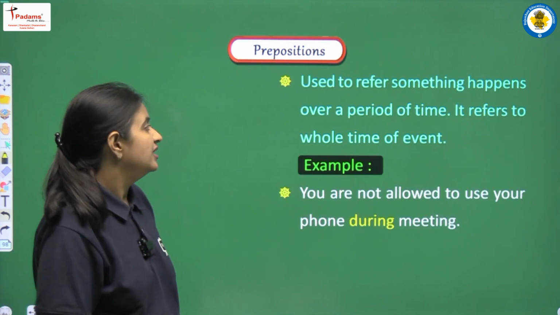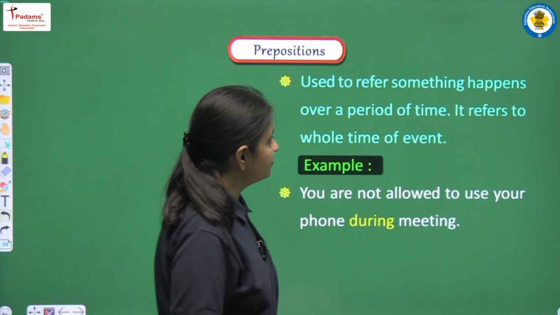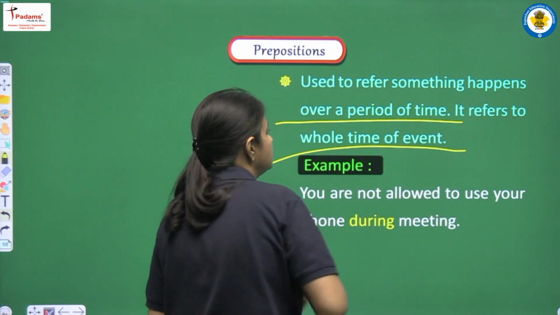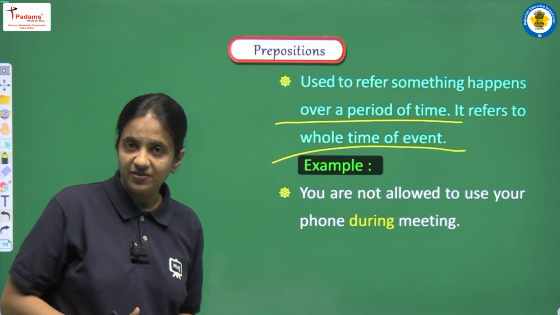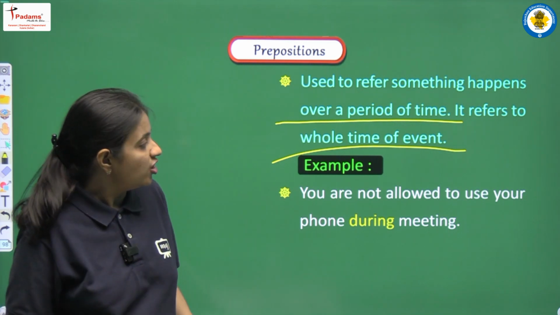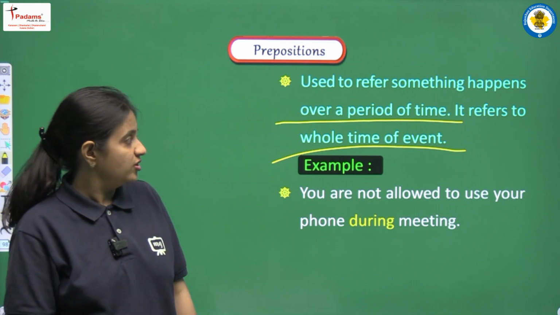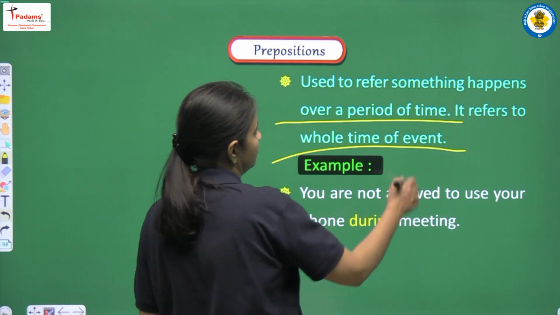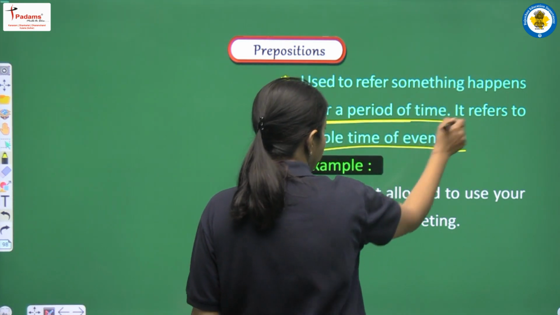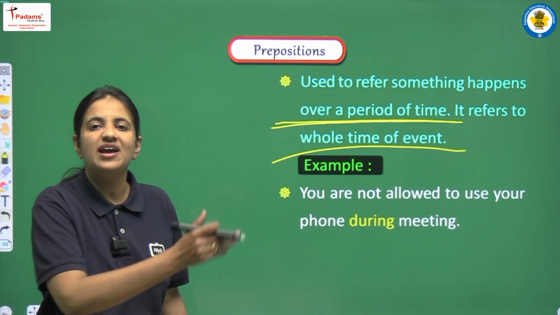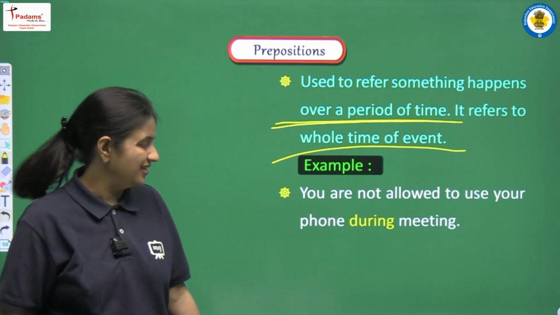Okay. Next, it is used to refer to something that happens over a period of time, or it refers to the whole time of an event. Let's see the example. You are not allowed to use your phone during meeting. Okay, so yes, when we are talking about something that actually happens over a period of time, then also we can use during in a sentence, like we are having here in this example.